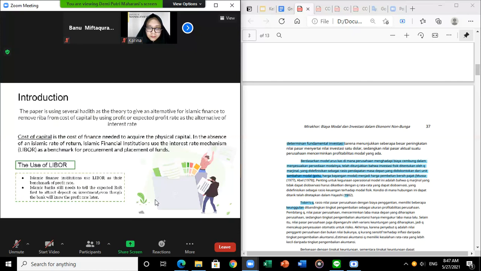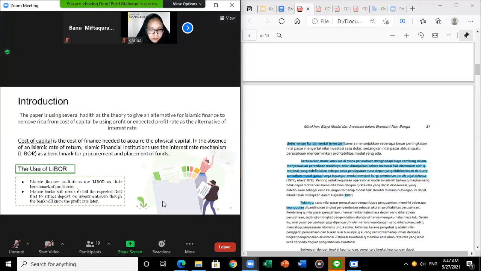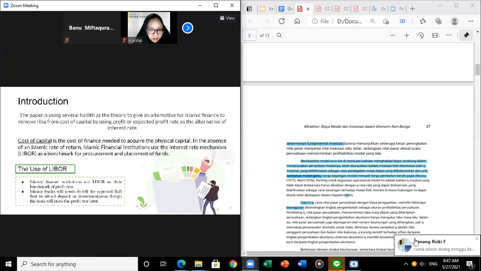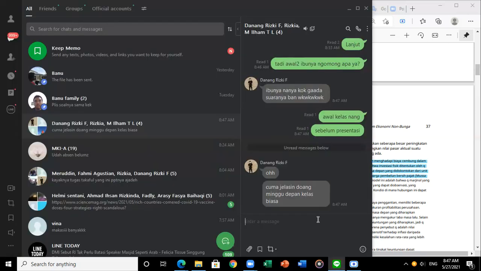Now I'll start the presentation. So this paper is using several hadiths as the theory to give an alternative for Islamic finance and to remove riba from the cost of capital, which we know from the conventional uses the interest rate, by using profit or expected profit rate as the alternative of the interest rate.